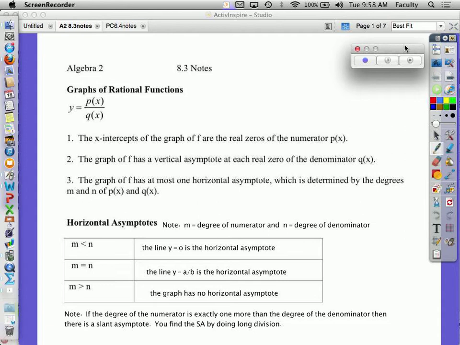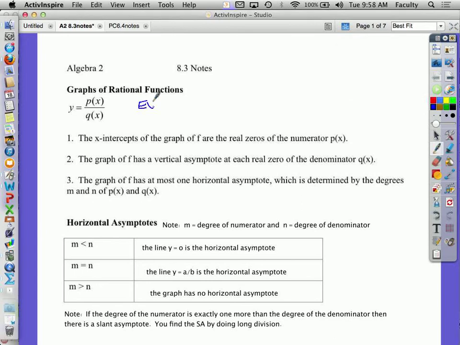8.3 notes. What's nice is we tie into what we learned yesterday. We're starting off with the second type that we did in the previous lesson. So if I have y equals p of x over q of x, for example, something like 2x plus 1 over 3x minus 5, but we're going to extend it to much, much more complicated polynomials.